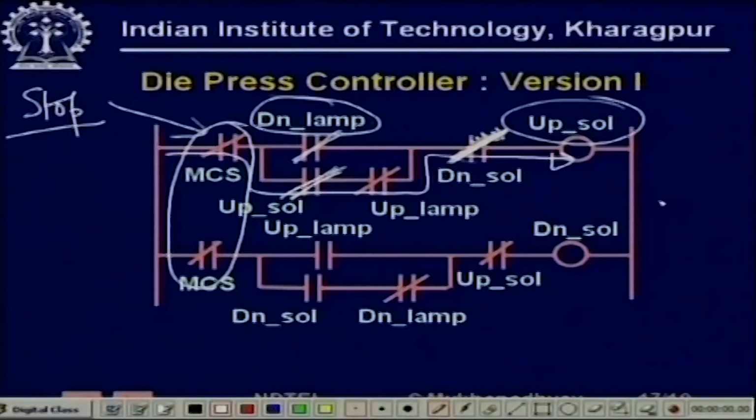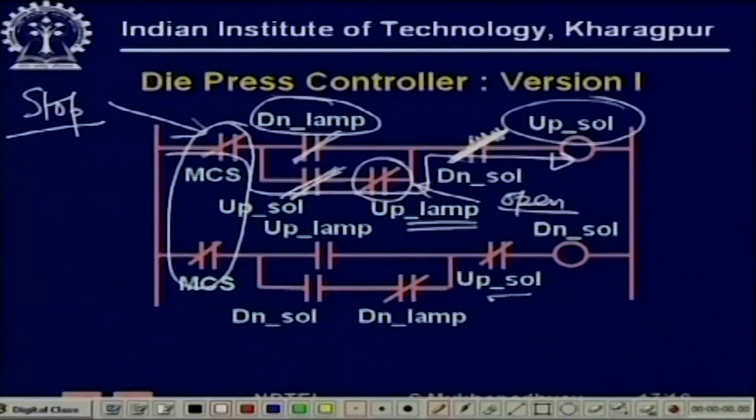Now, the point is that it must stop somewhere. When it reaches the uppermost position, at that time the up lamp will glow. When this glows, this will become open. So then the up solenoid will become 0. Now the up solenoid becomes 0, therefore this is closed and the up lamp has glowed. So, this is now closed.